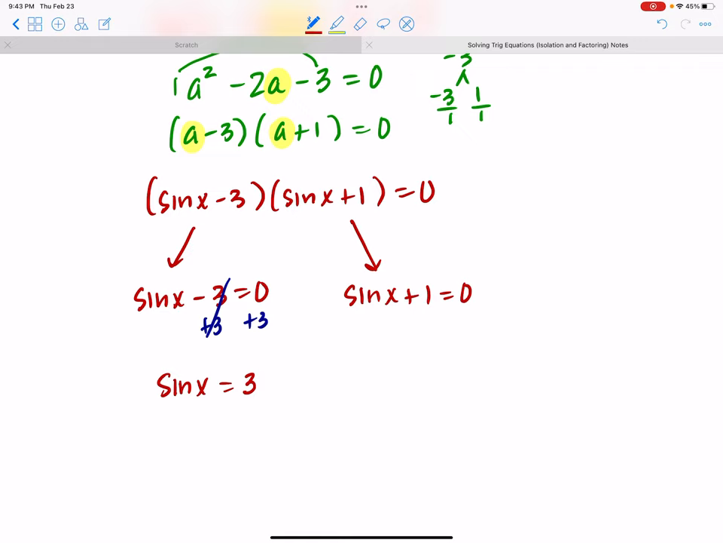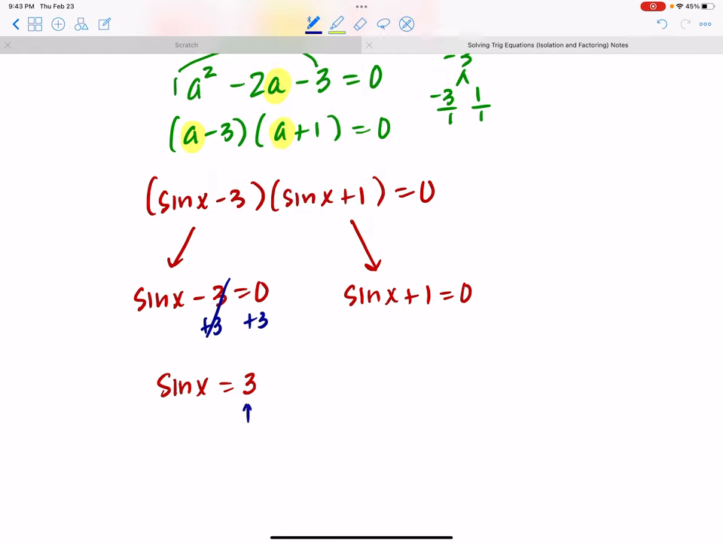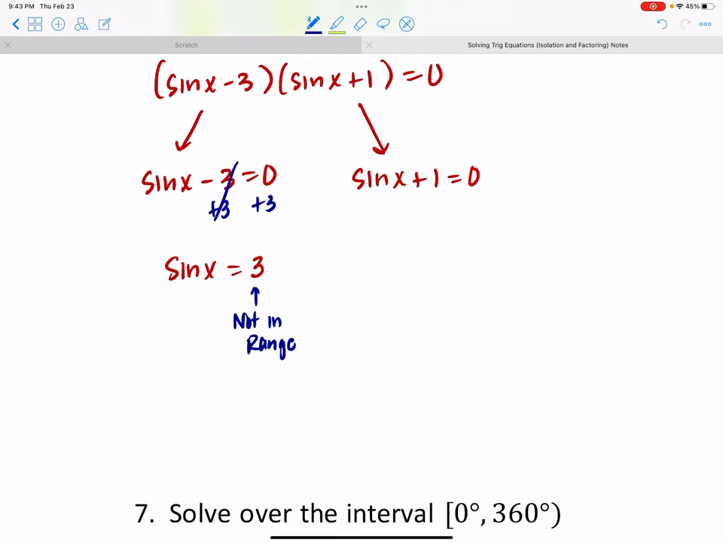The range for sine is capped at 1. So there's no way I can find the sine of an angle to get me a 3, because the max for sine is 1. Since this is not in range, this is not possible. So we're not actually going to get a solution for the sine of x equal to 3. We're trying to solve there, but it can't happen. So that's not going to produce a solution.